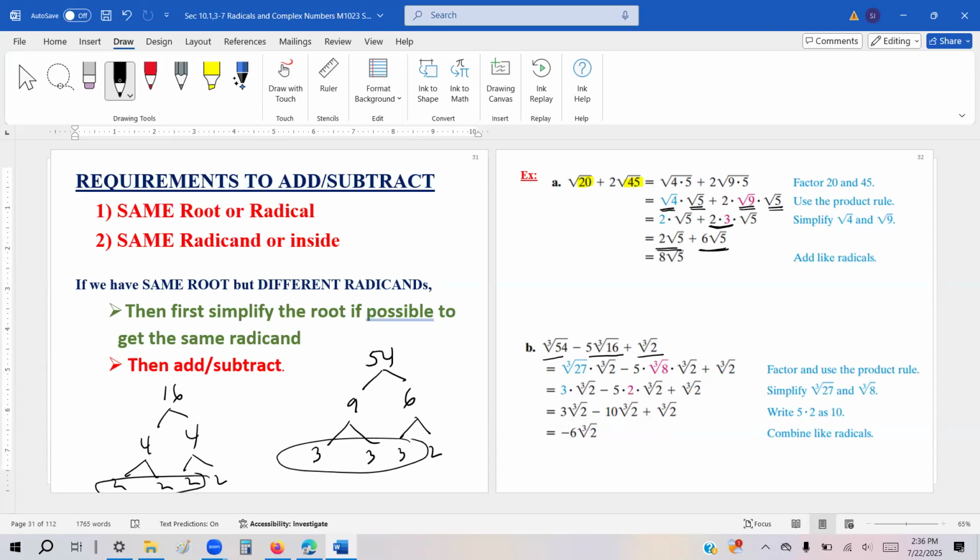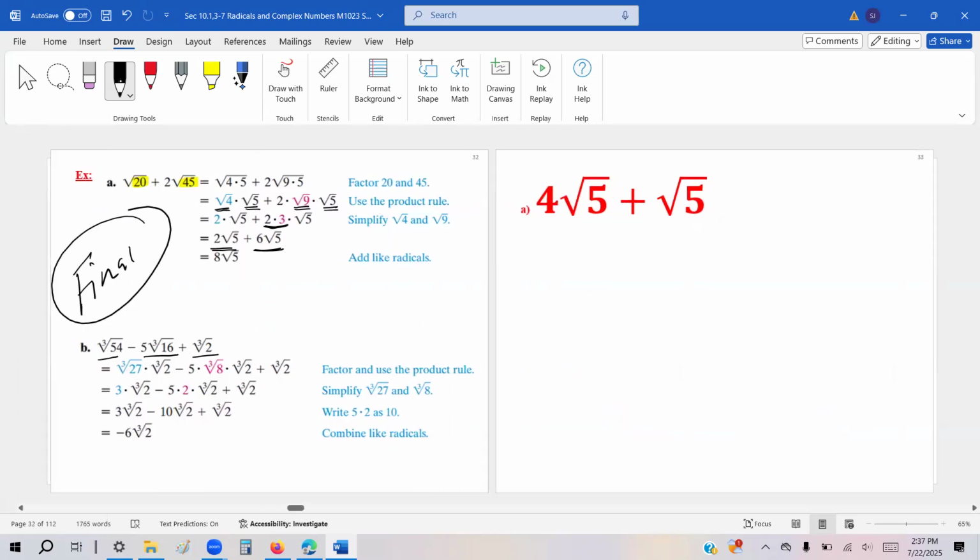So just add and subtract the coefficients. 3 plus 1 is 4. 4 minus 10 is -6. So you have -6 cube root of 2. And these are final exam questions. You'll have at least one of these in the final. Addition, subtraction. Any question? No.